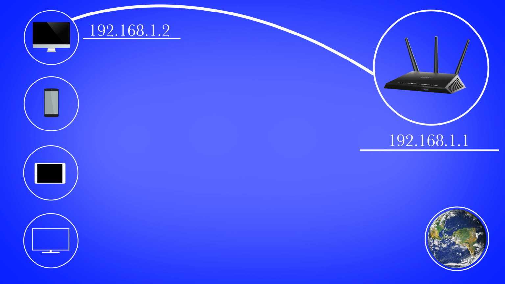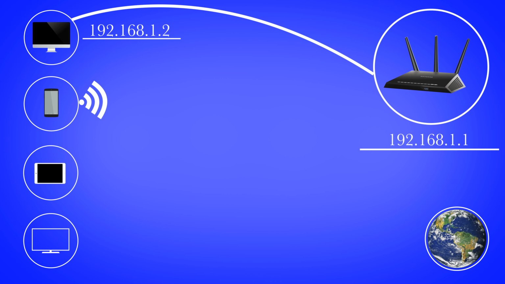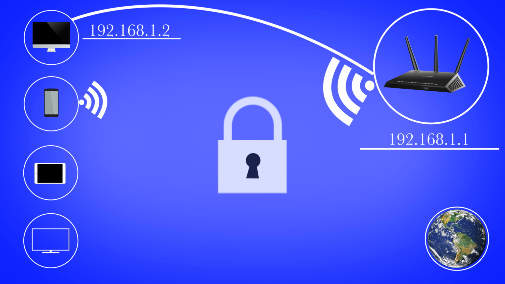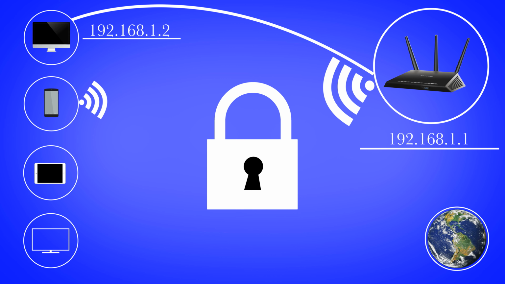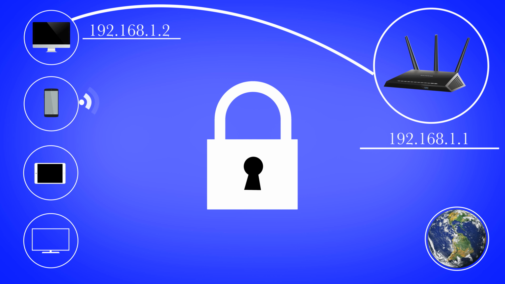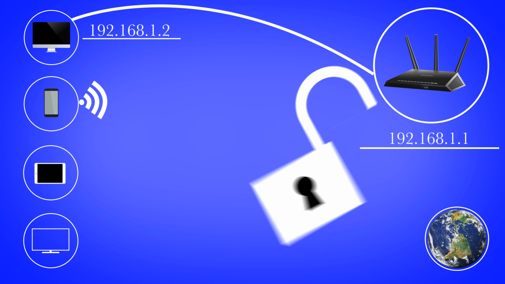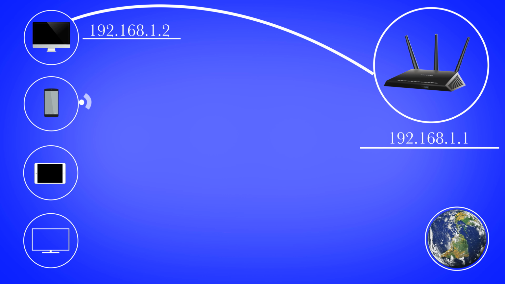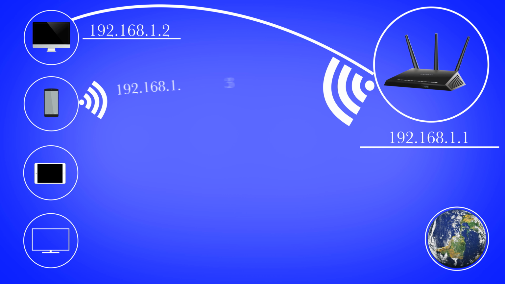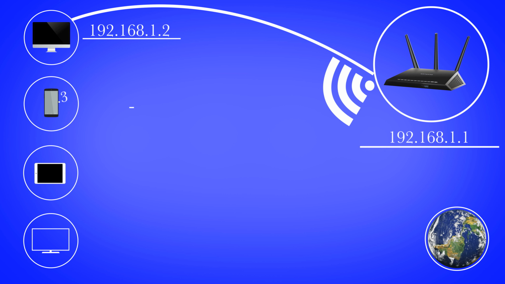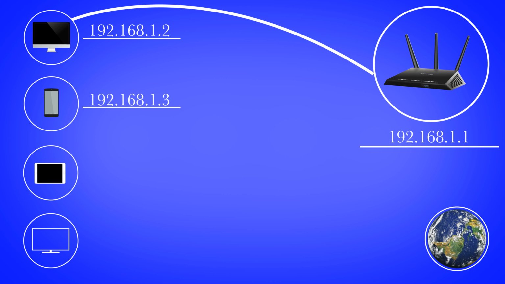Now, we want to connect a phone. This phone can only connect to the network through a wireless connection. Because that connection can be accessible from the outside, the phone will first need to pass the security by giving the Wi-Fi password. When it successfully passes that security, it will be able to ask for an IP address. Let's say the router assigns 192.168.1.3.